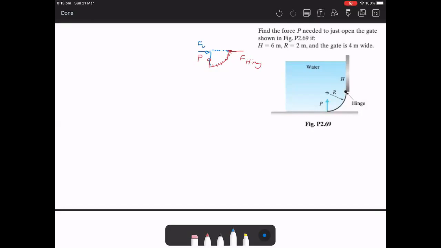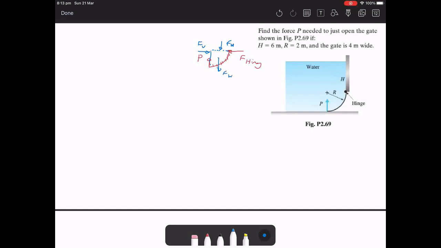We call it FV. And then we have the horizontal force, which is the force acting on the projected area in the horizontal direction. We call it FH. And finally, we have the force due to the weight, FW.